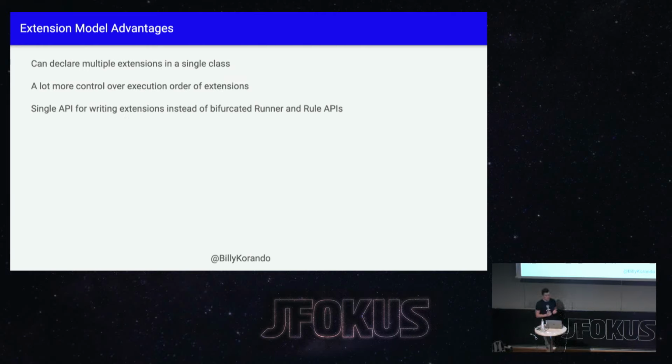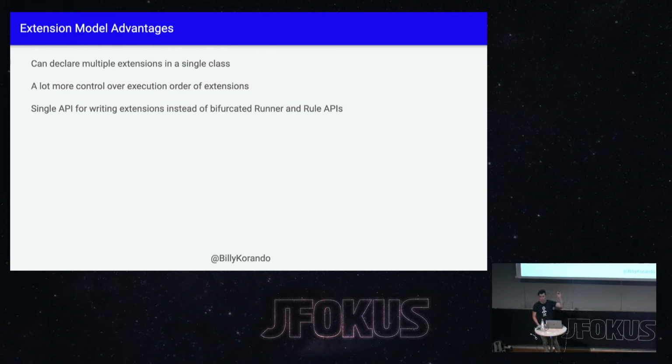But what are some of the advantages of the extension model? Again, why was there a change? Well, the biggest one is you can declare multiple extensions in a single class. I'm sure people have had that frustrating experience of only being able to use one RunWith within a class and then thinking, oh, why can't I do another one in here? You can have as many extensions as you want within a single class.